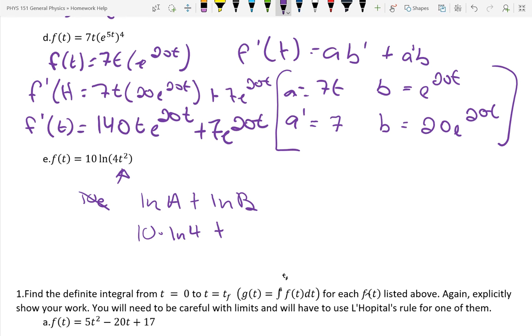So the other rule we learn is if we have something raised to a power, so this is t squared, we bring out the power. And so it's going to be plus 20 natural log of t. So that's our f of t, that function you just wrote. Now if you take the derivative of that function, then what do you have? So let's start with either df dt or f prime. Okay.